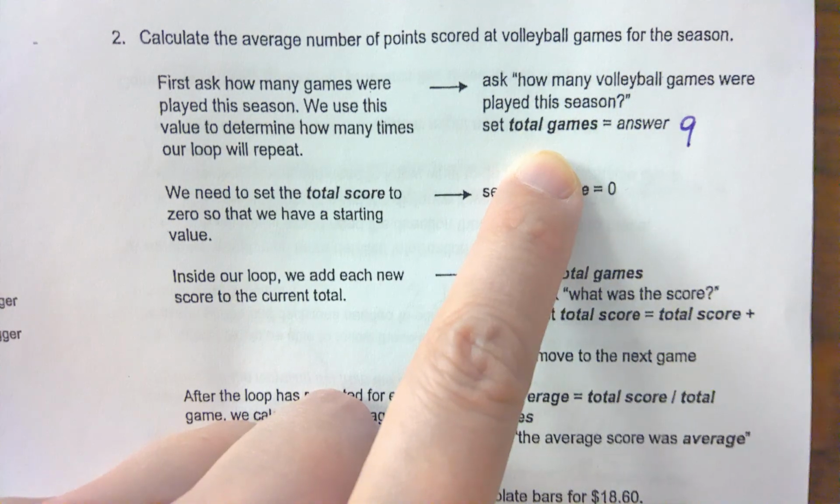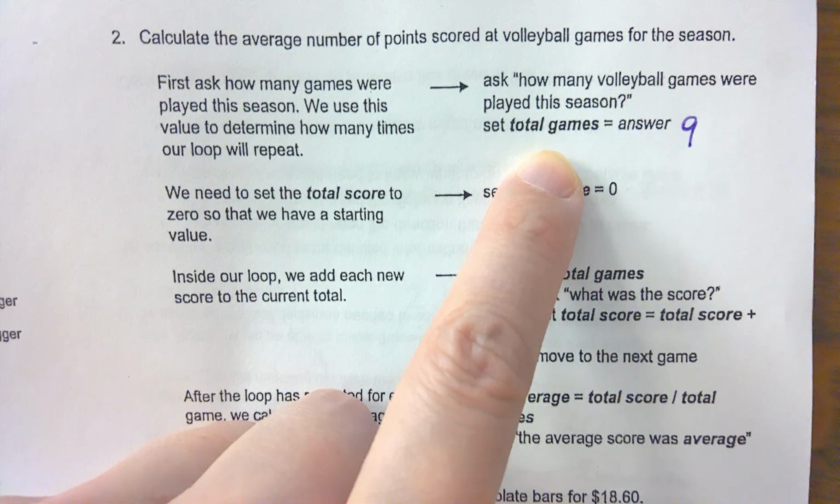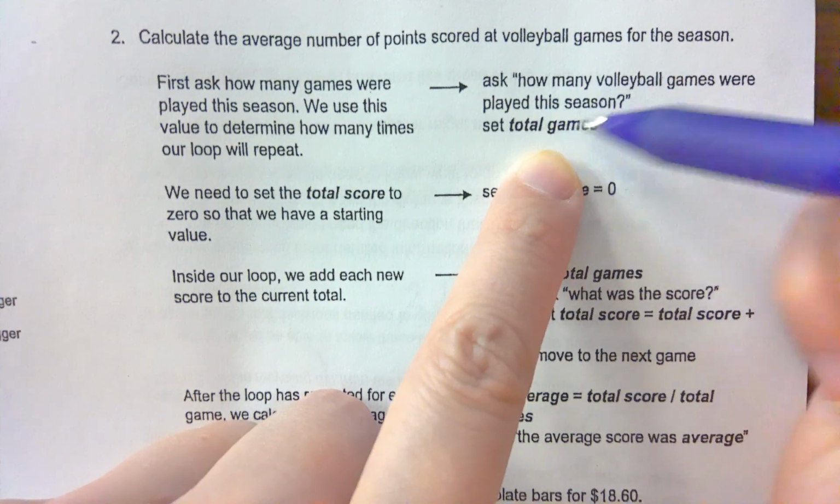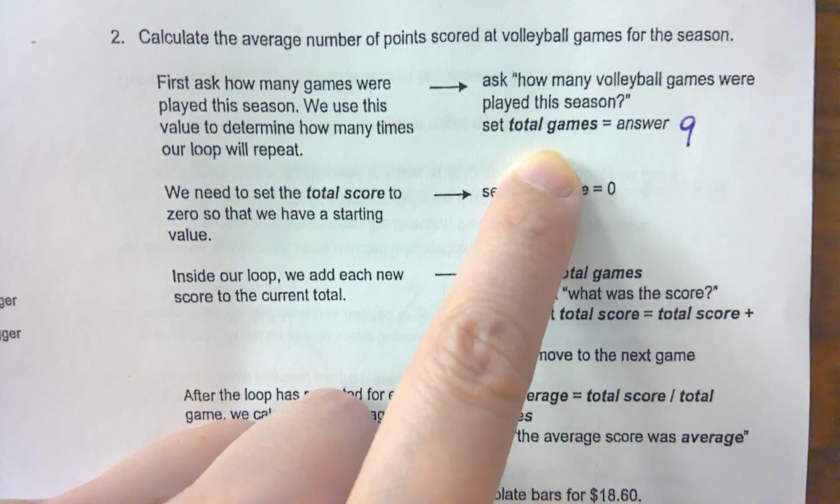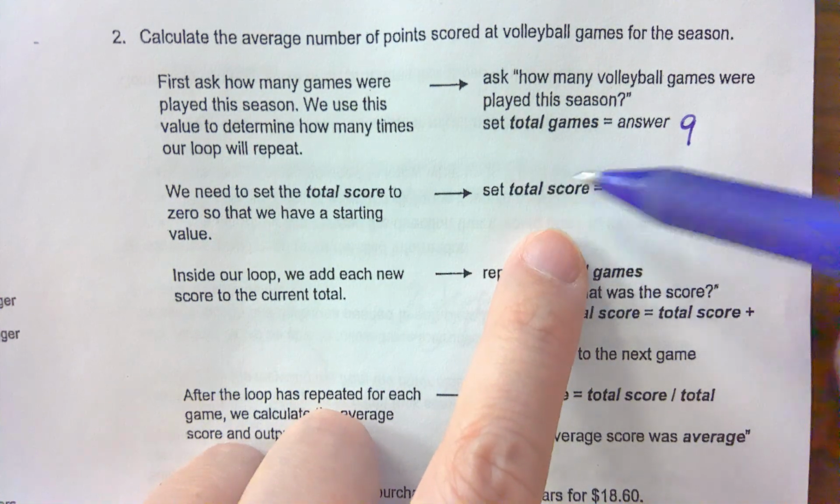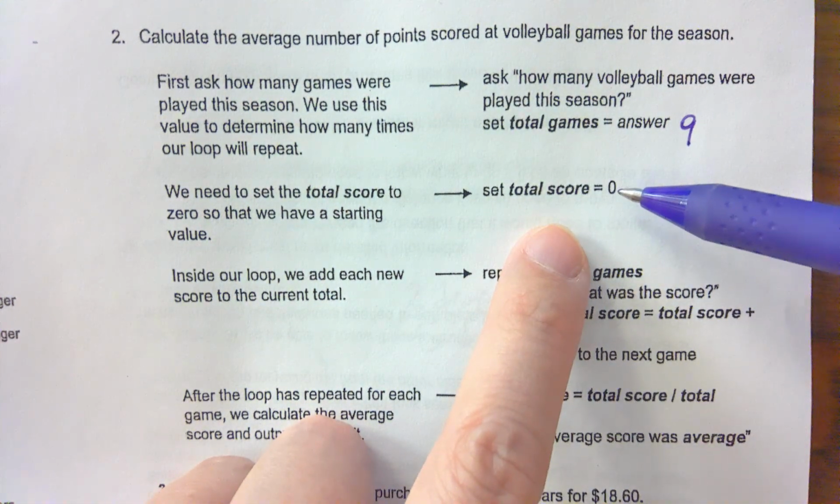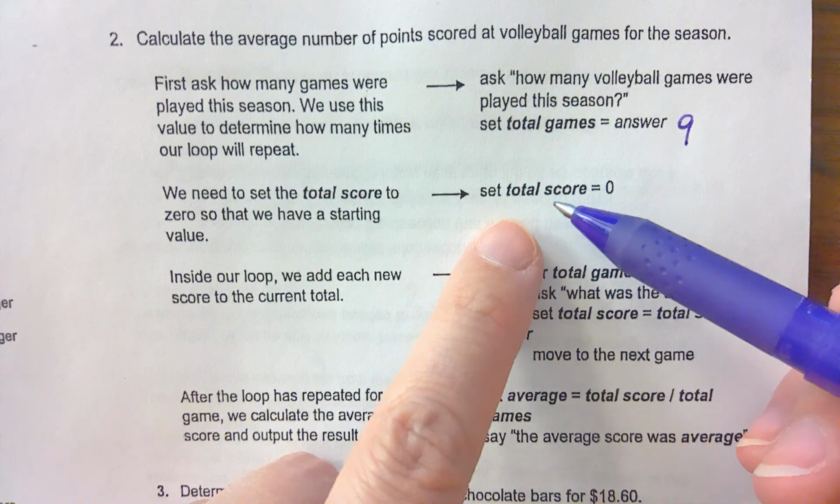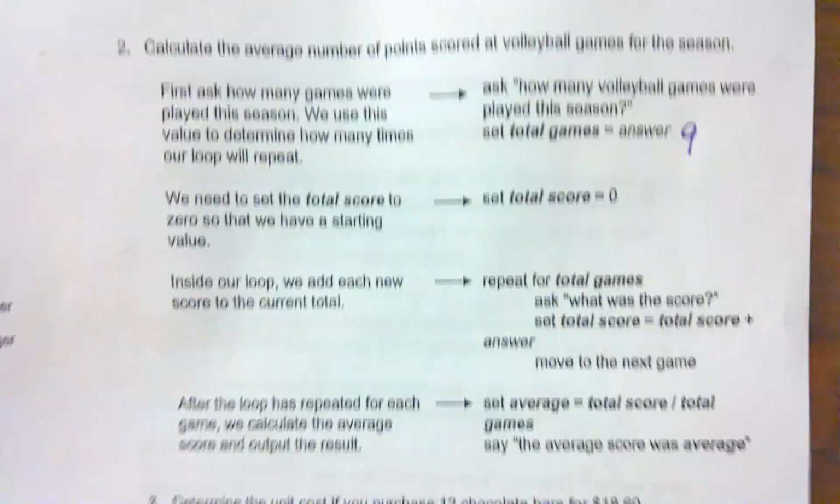So 9 games. 9 is going to be stored in the variable total games. The good thing with EQAO being online is they will bold all the variables, so it's easy to tell. Set total score equals 0. They're defining a variable and assigning it a value. And then you see here the repeat.